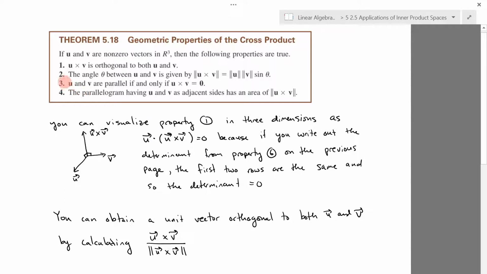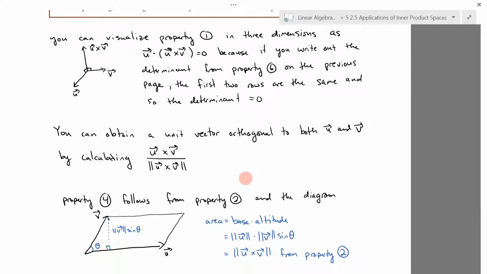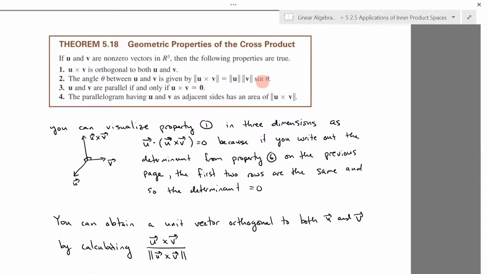Property 3 also follows from property 2, right? Because they're parallel if the angle is 0. So if sine theta is 0, then u and v are pointing in the same direction. The angle is 0 when they're parallel, but then sine of 0 is 0, so the length of the cross product is 0. But the only way for the length of the cross product to be 0 is for the cross product itself to be the 0 vector. So property 3 also follows from property 2.